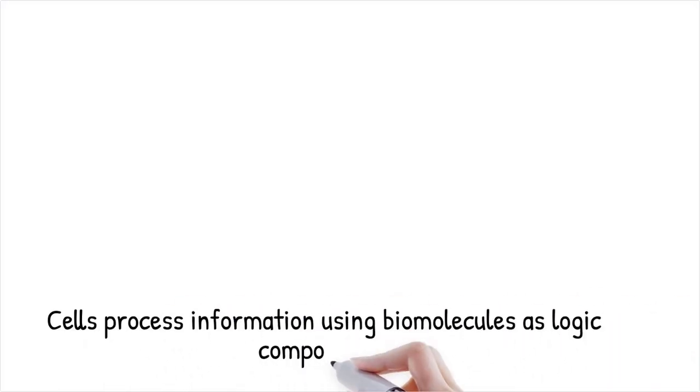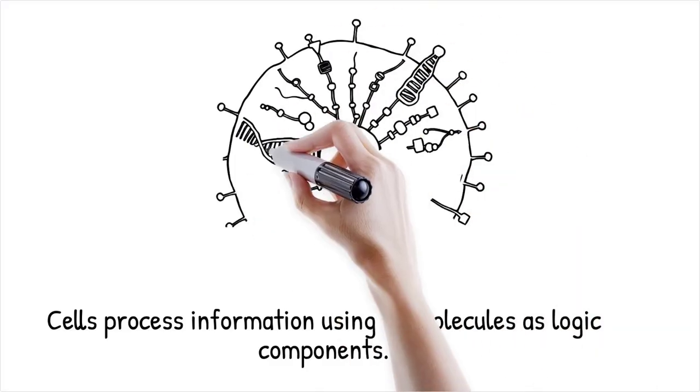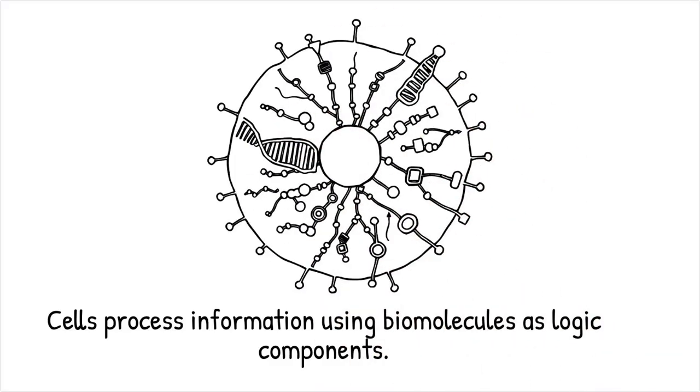The molecular computation paradox reveals that living cells can process information and execute logic operations using networks of biomolecules instead of electronic circuits. In these systems, DNA, RNA, proteins, and small metabolites function as logic gates, switches, and memory elements.